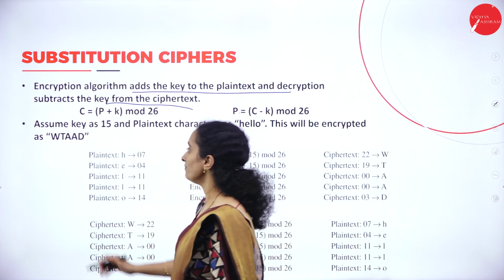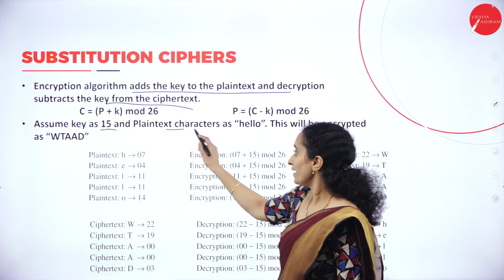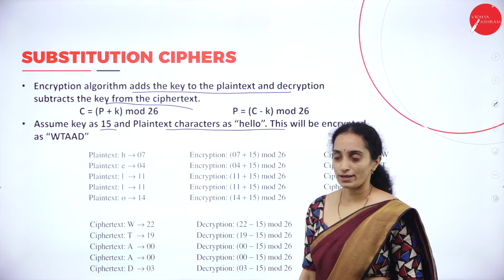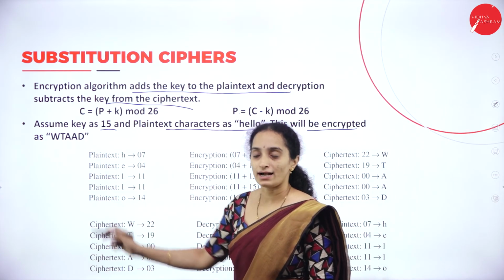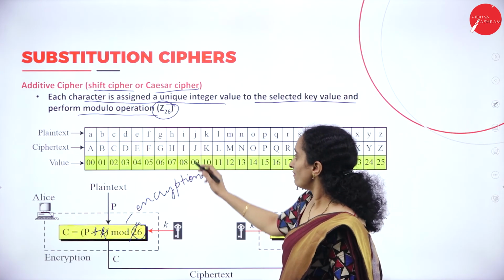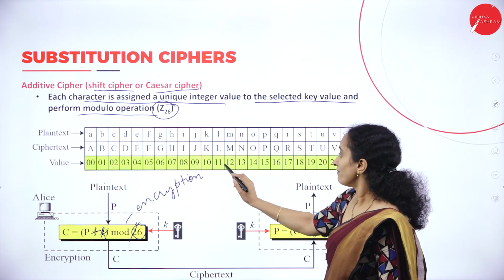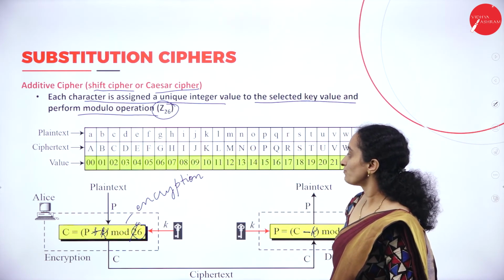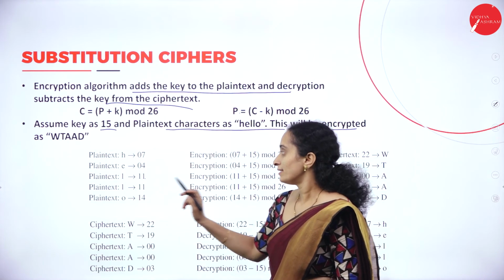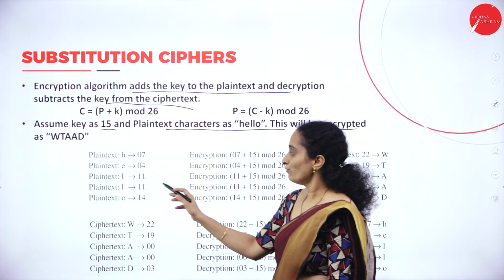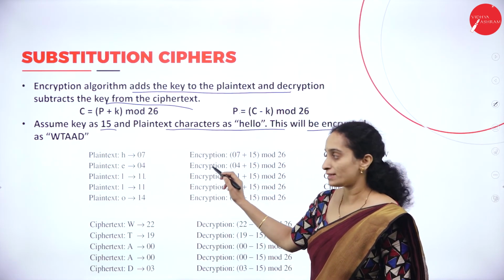Here we have an example where the key is 15 and the plain text characters are HELLO, H-E-L-L-O. This will be encrypted as WTAAD. How is it generated? H value is 7, E value is 4, L value is 11 and O value is 14. So 7, 4, 11, 14. These are the integer values for the alphabets in the plain text. Now we have to execute the encryption method.